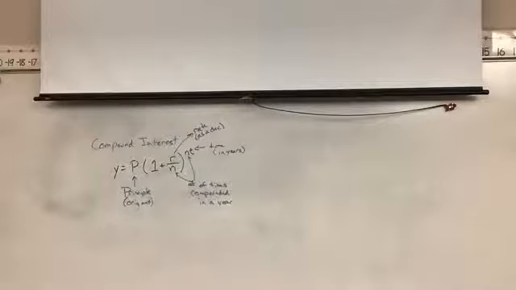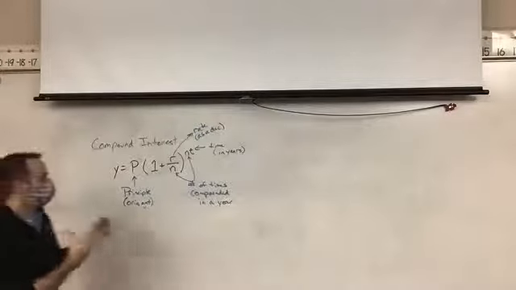N is the number of times the interest is compounded in a year. And they're going to use that word. They're going to use the word compounded. Compounded just means how many times a year are they giving you money? How many times a year are they giving you that interest? Most banks are going to give it to you monthly.